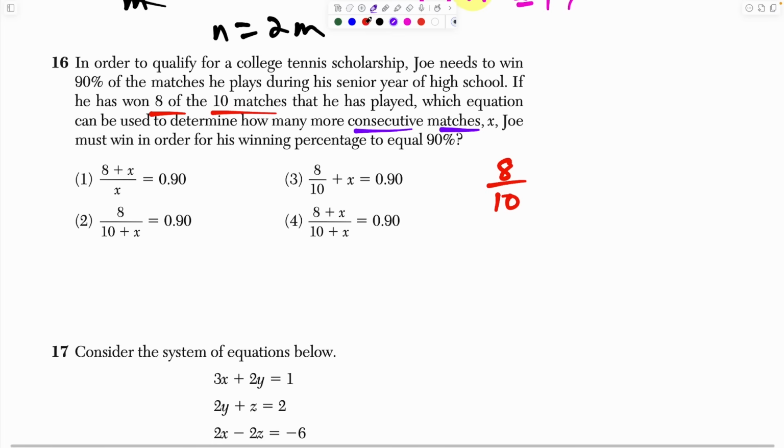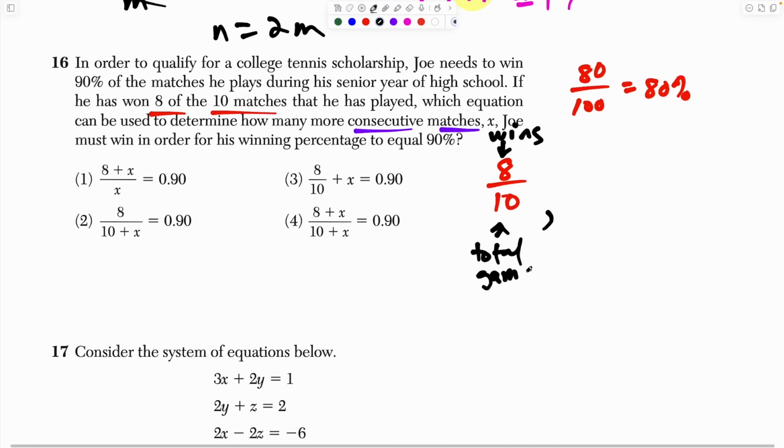Because right now, 8 over 10 is the same thing as 80 out of 100, and that's equal to 80%. So he wants to raise his win percentage to 90%. So this will help you gain some insight. You think, all right, let's say he plays another game and wins. So this is the number of wins, and this is total games. So let's say Joe wins the next game. Then he's going to be 9.